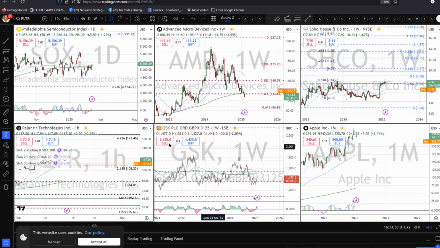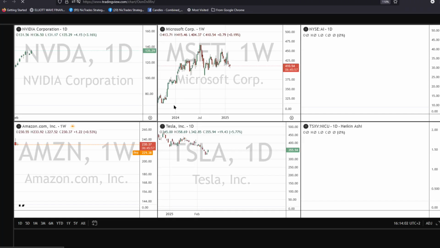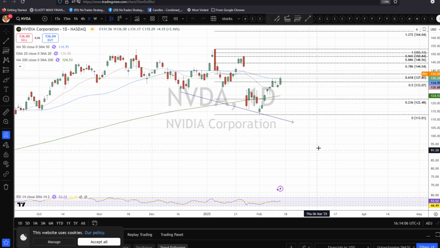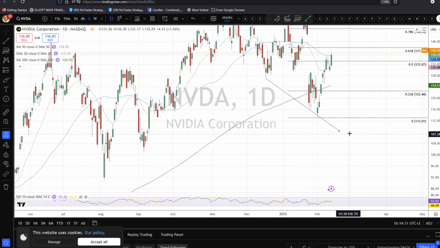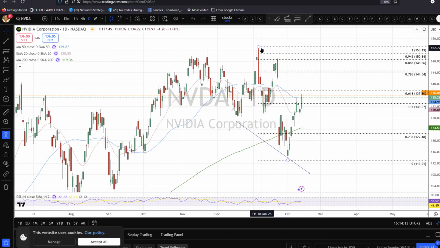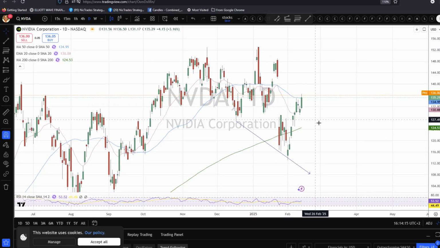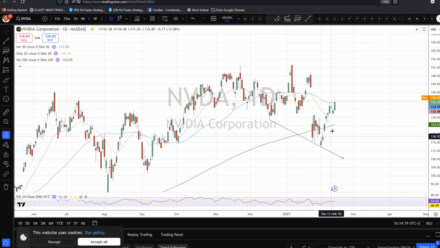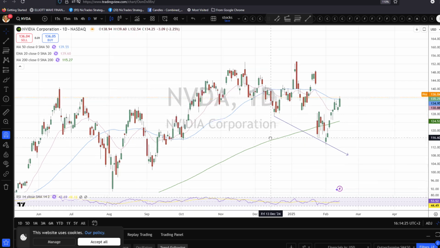So let's have a quick look at NVIDIA as well before we go, because NVIDIA, you would think, would be more affected by some of these chip moves. This is a really big deal resistance level here in the middle in NVIDIA. And you can see this daily 50 moving average. At the moment in the pre-market, we're sort of sideways right at this level.